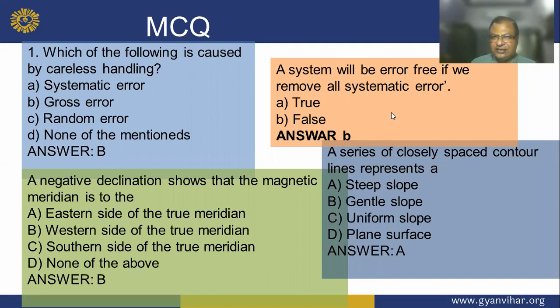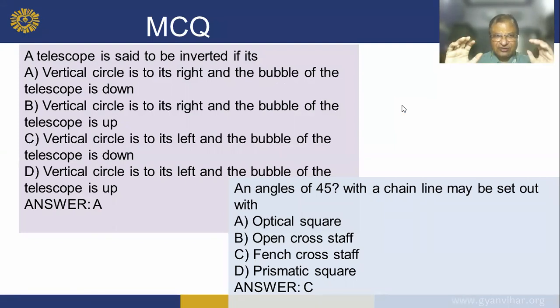Meridian I will discuss in my class. Meridian is what we mean when we say 3 a.m., 4 a.m., that is, ante meridian and post meridian. So we will discuss this after the class. Next, a series of closely spaced contours. So what is the correct answer? Answer A, steep slope. You have just read this. Now, a telescope is said to be inverted. What is the correct answer? A, vertical circle on the right and the bubble of the telescope is down.